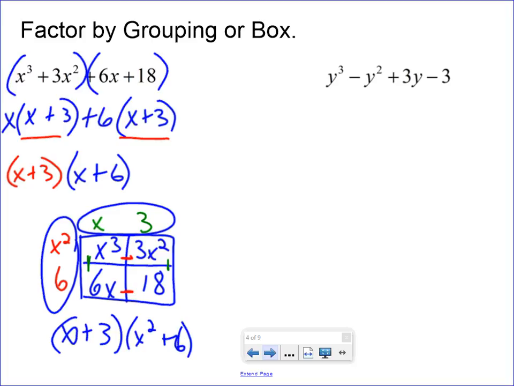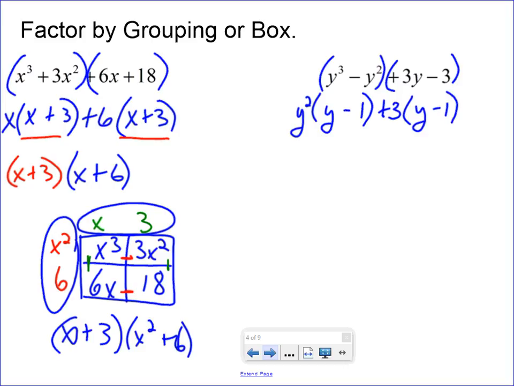Okay, so if I look at this second one, and I first did it by the grouping method, I grouped the first two, I grouped the last two. The first two, I would say, simply have a y common. If I factor out that y, actually I have a y squared, sorry. If I factor out that y squared, I'd be left with a y minus a 1. Okay, what's common out of the second two? Second two, I would say there's a 3 common. So if I factor out that 3, I'd be left with y minus 1.